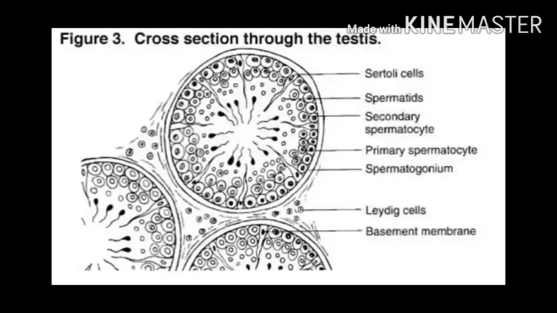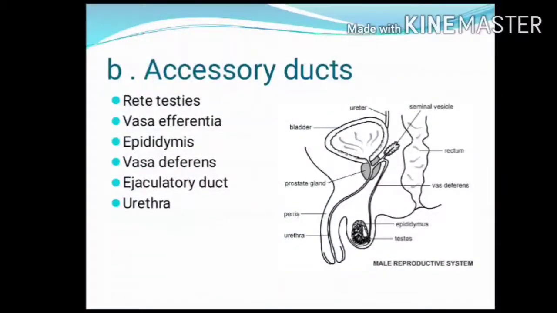In between the seminiferous tubules, cells are present that are called the interstitial or Leydig cells, and these cells produce the hormone called androgen or testosterone. This hormone is very important to maintain the secondary sexual characters that we have already studied in the last lecture. Now let's see about the accessory ducts.